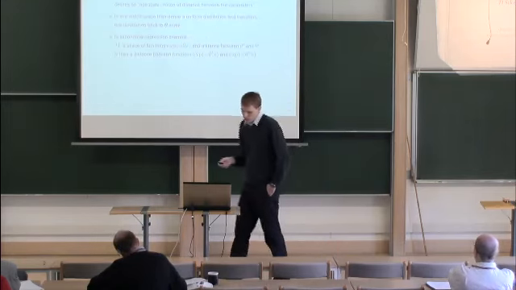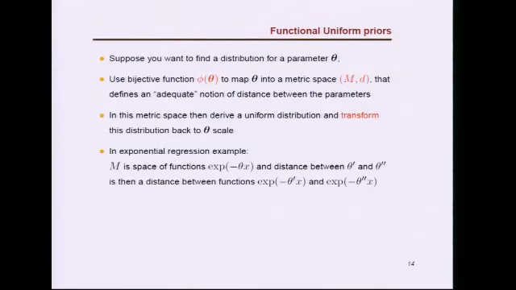Okay, so what's the general approach? The idea is to use some bijective function and then map it into some metric space, where this metric space defines an adequate notion of distance between the parameters, and the word adequate, of course, we'll see what I mean by that. And in this metric space, then you derive a uniform distribution and then transform this back to the theta scale.